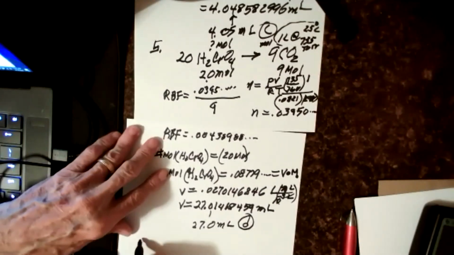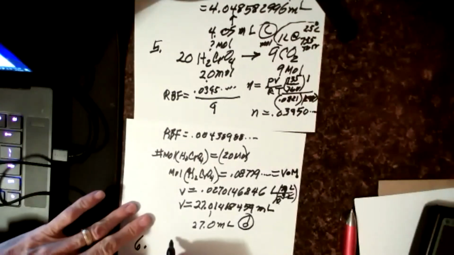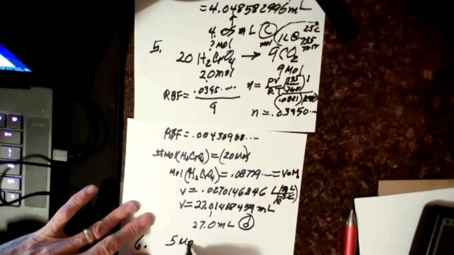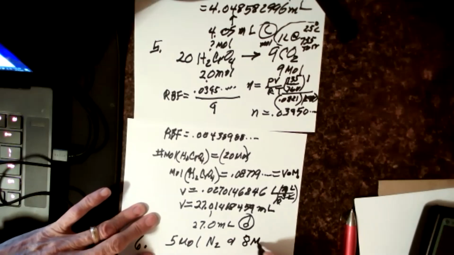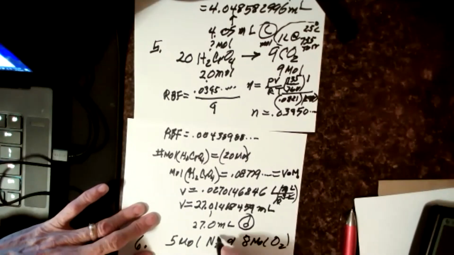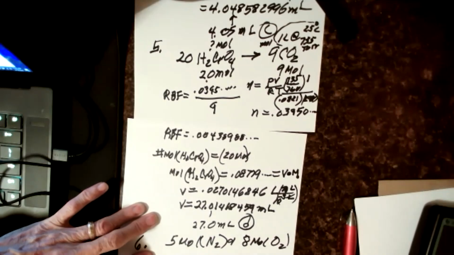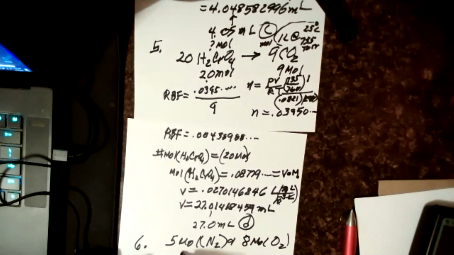All right, number 6. A mixture contains 5 moles of nitrogen. Nitrogen gas is N2. And it contains 8 moles of oxygen gas, that's O2. Okay, so we got 5 moles of nitrogen, 8 moles of oxygen, and the total pressure, I'm going to write it P total, it says the total pressure is 760 torr.